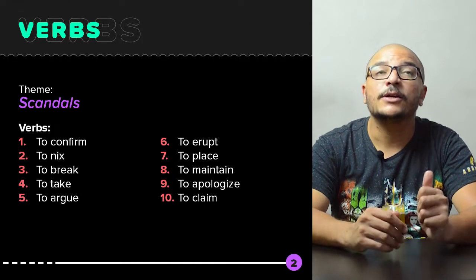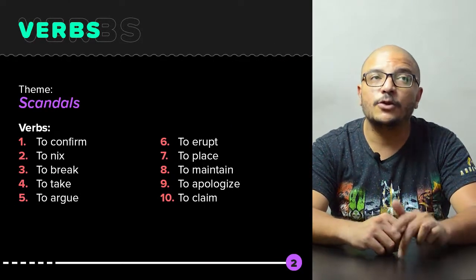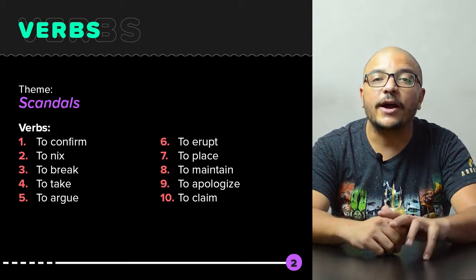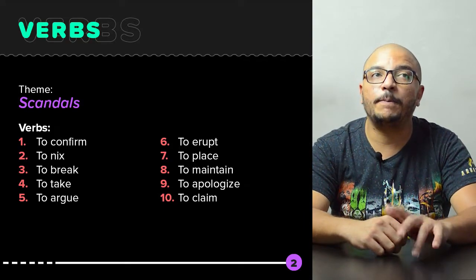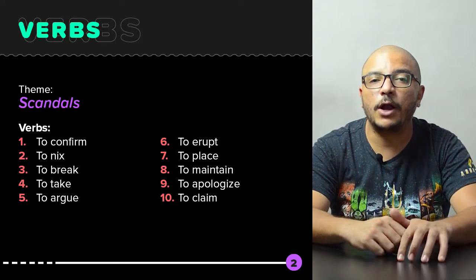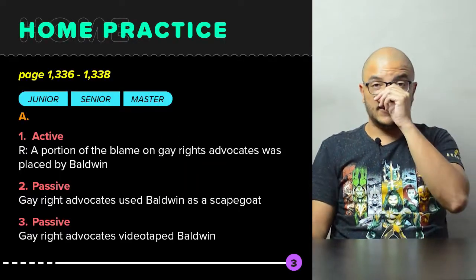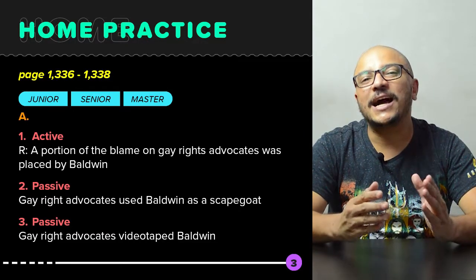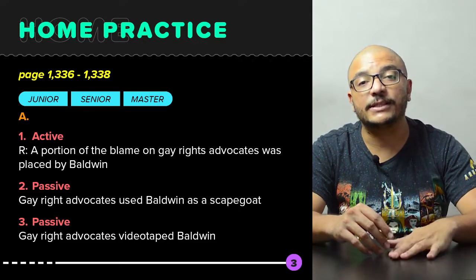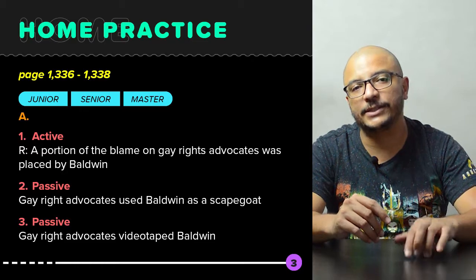So let's take a look at the verbs. We have in here to confirm, to nix, to break, to take, to argue, to erupt, to place, to maintain, to apologize, and to claim, okay? Now we are going to go to the home practice. Home practice are on pages 1336 to 1338.